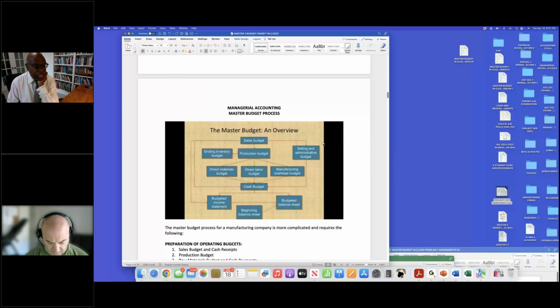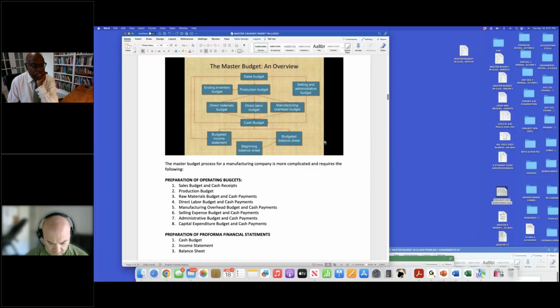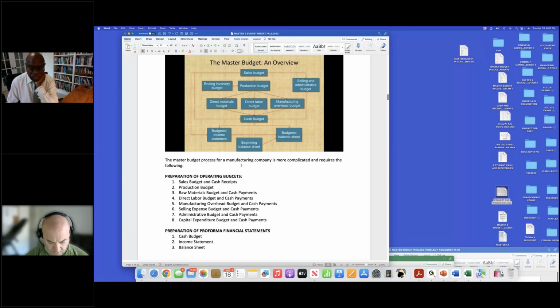You're going to need a sales budget and cash receipts, production, a budget for each raw material, labor, overhead, selling, administrative, and a capital expenditure budget. You'll need all of these budgets. Then you have to prepare that cash budget that we saw before, an income statement, and a balance sheet. These have to be prepared each year.